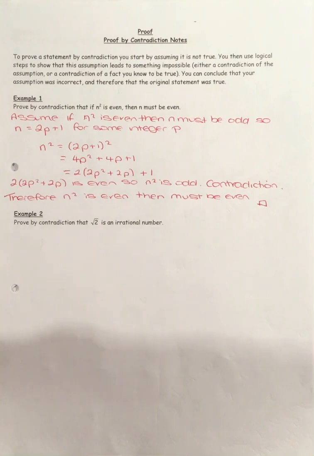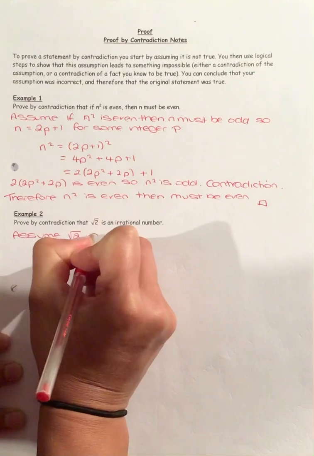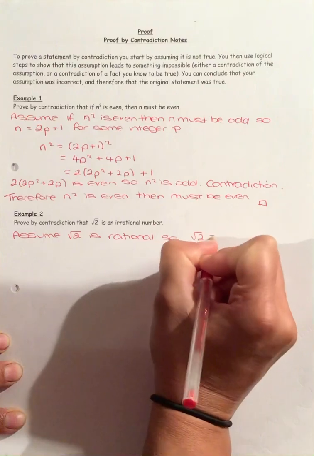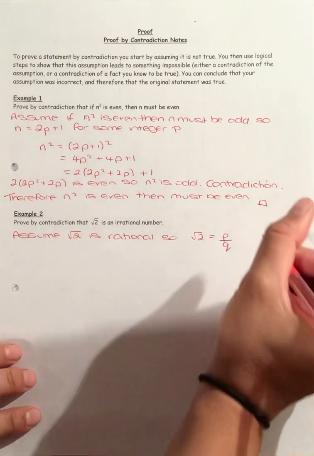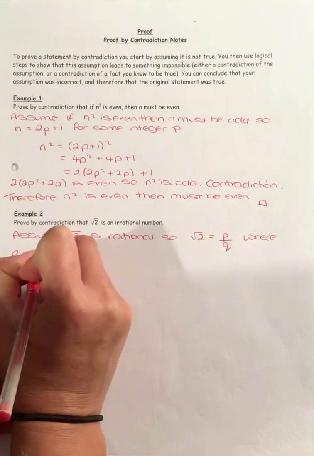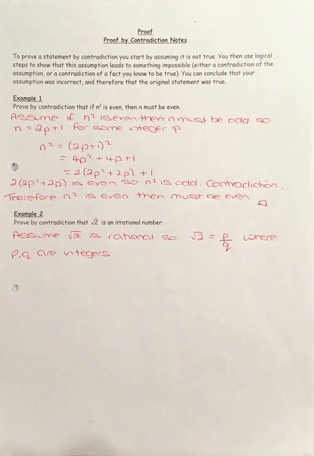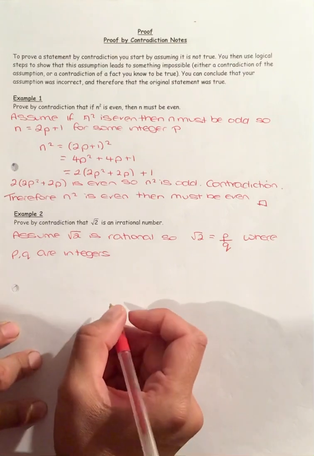So our assumption is the opposite of this, so we're going to assume root 2 is rational, and if it's rational, it can be written as a fraction. That's what a rational number is. So let's say it can be written as p over q, and let's assume that that's in its simplest form. So that would mean p and q are integers, and if it's in its simplest form, then they must have no common factors other than 1, which means they are co-prime.